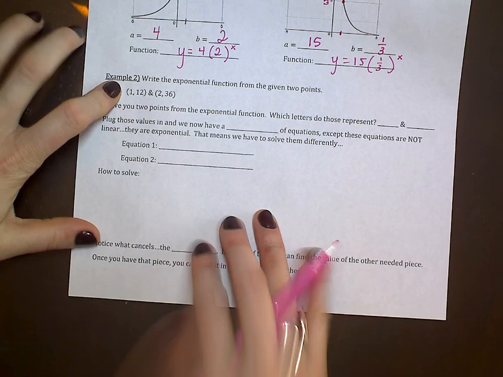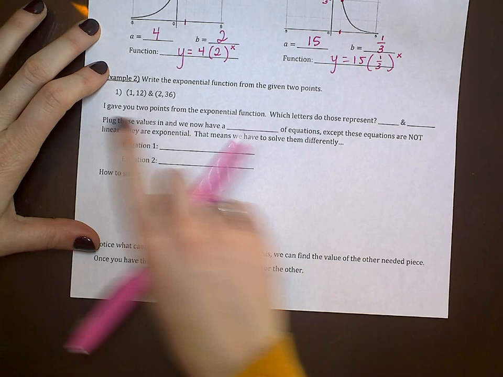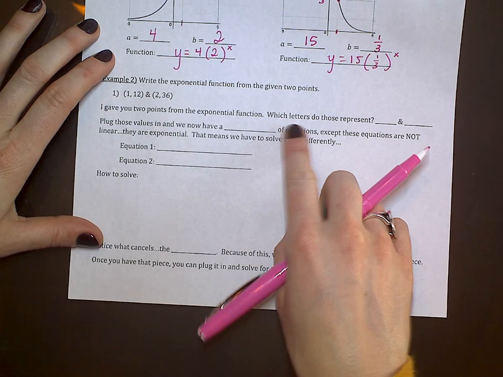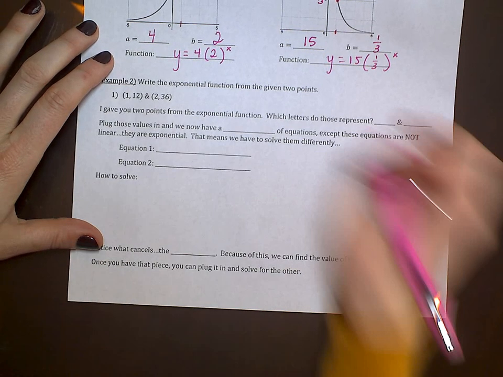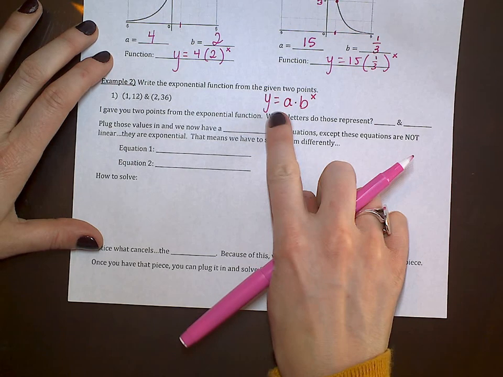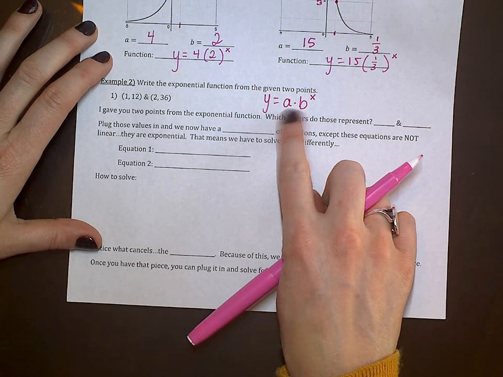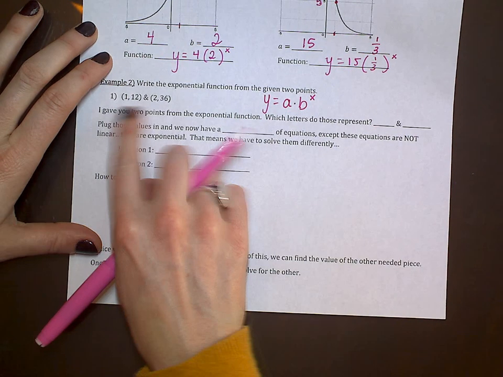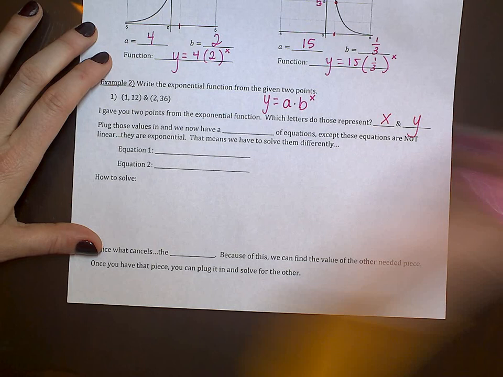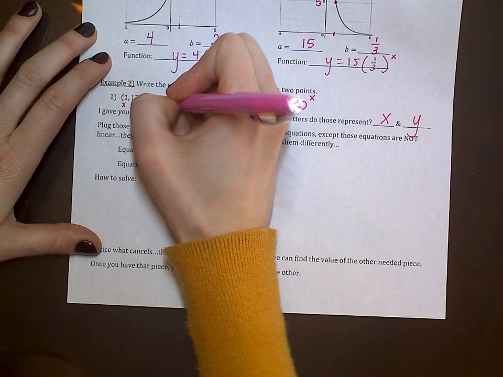So here's what you would do if you were asked to write the function given some points like this. Now, I gave you 2 points. That's obvious. Think about which letters this represents and think about what the end goal is. It's the same as what it was above. So I'm trying to write a b to the x. I need a and b. Well, if I give you ordered pairs, that represents x's and y's. So you've got two x and y pairs.